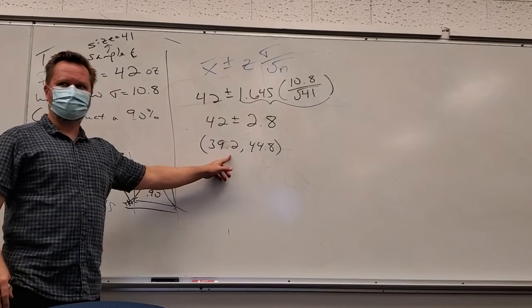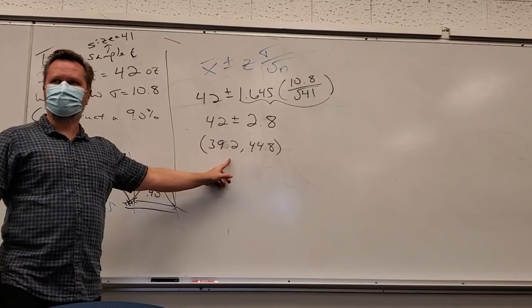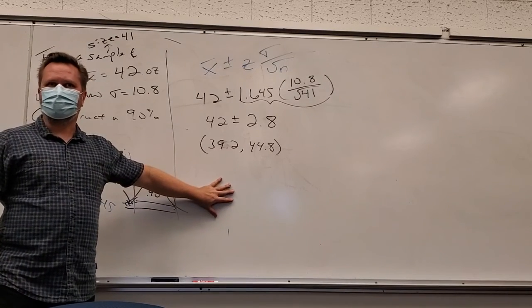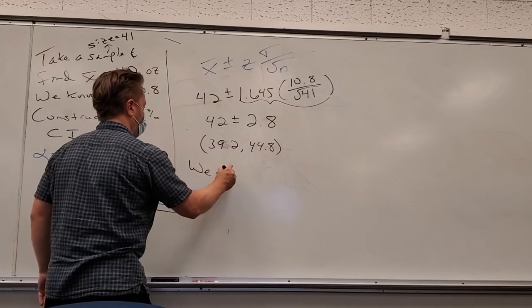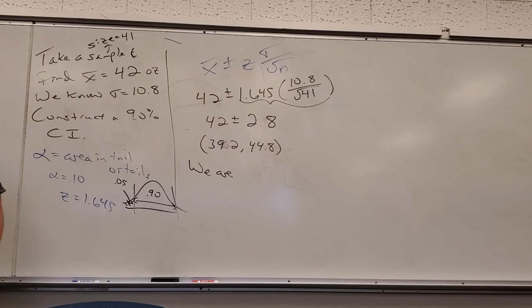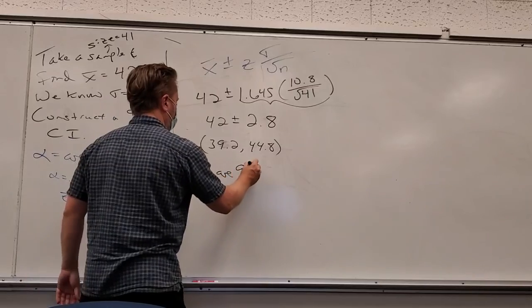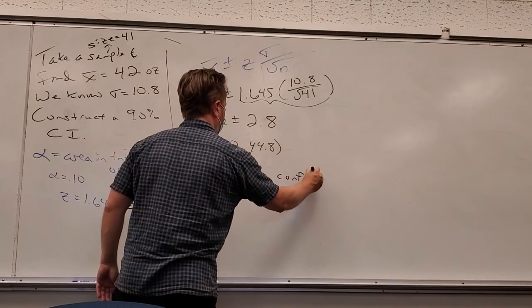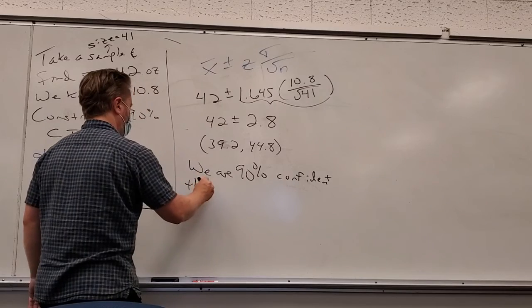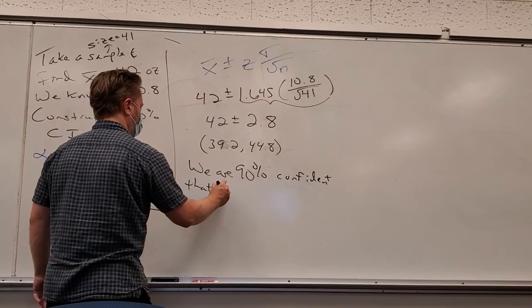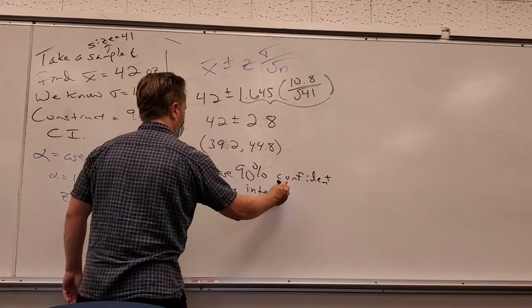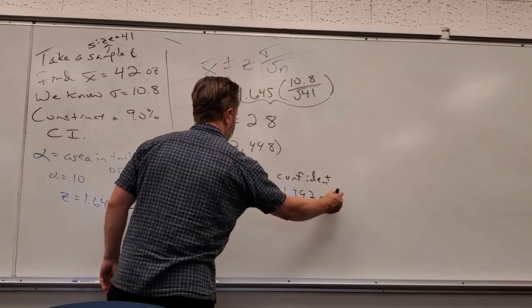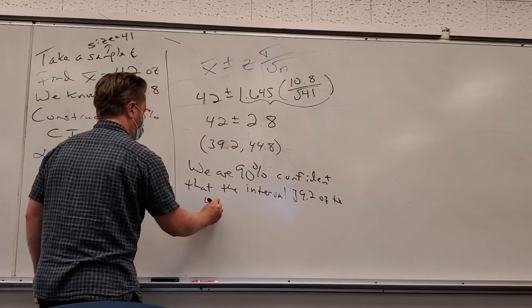Are you done at this point? No. You get the best part of the problem. You got to write your little statement, right? We are how confident? 90%. 90% confident that what? That the mean, that the sample mean interval, 39.2 ounces to 44.8 ounces.